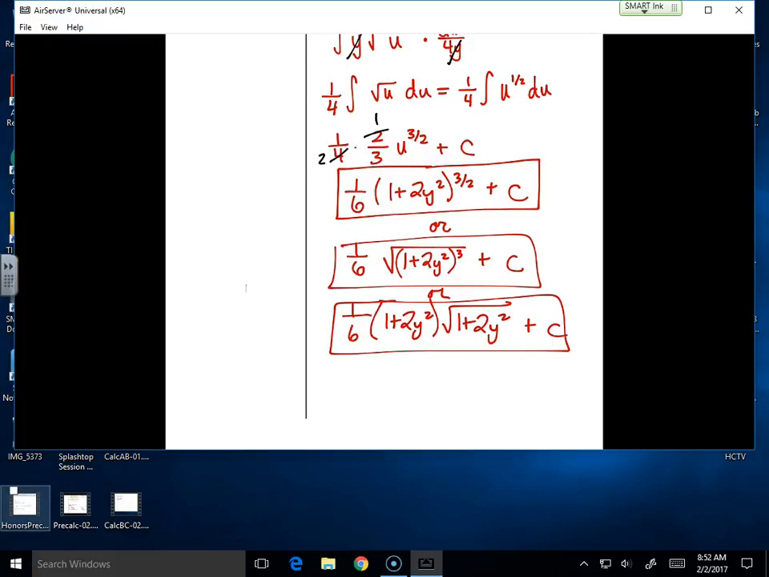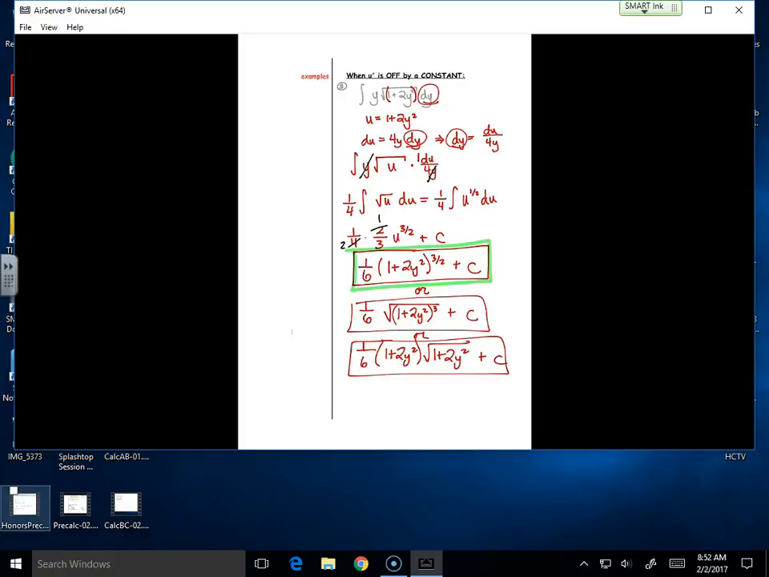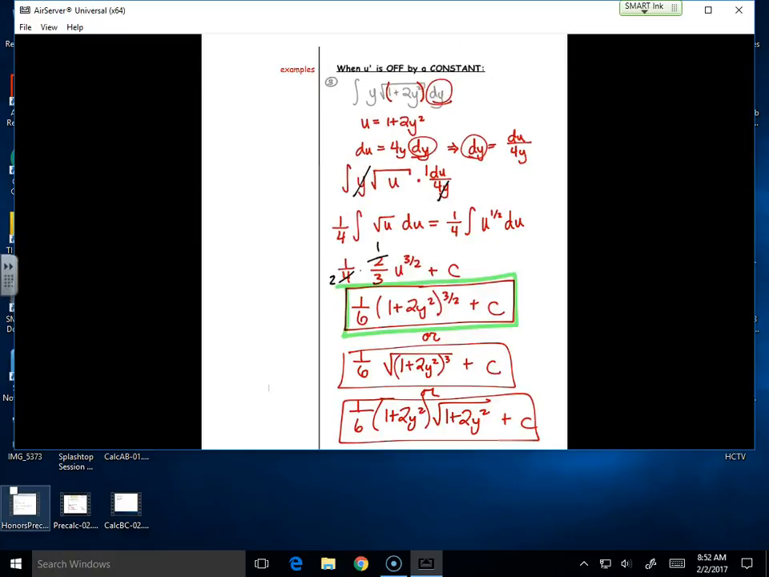But I've seen AP guys, to be honest, guys, usually if it's kind of messy, they leave it in fractional exponents, unless it's something that can be simplified. Questions before I move on? When it's off by a constant: chose u, found du, didn't match. That's okay. Solve for dy. That does match. Plug in. See if the problems go away. Coefficient comes out. No big dealio. Solve.